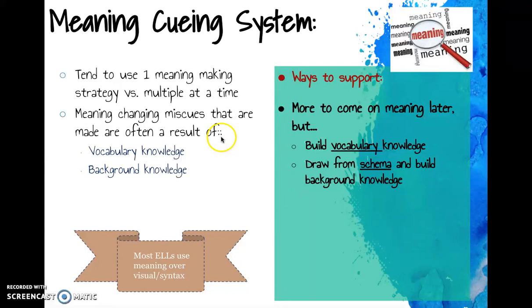Often, if a student does not use meaning, it might be because the word is not in their English vocabulary, or they don't have enough experience in their background or prior learning. Meaning really is everything, which is why ELLs use this system most. They are searching for that making sense piece. However, if they don't yet have something to draw from, schema or vocab around the concept, they may not be able to make appropriate use of this system.